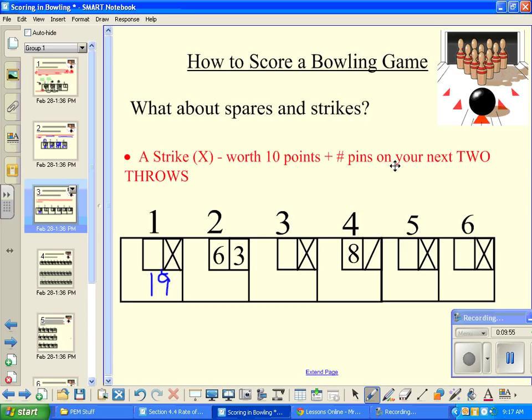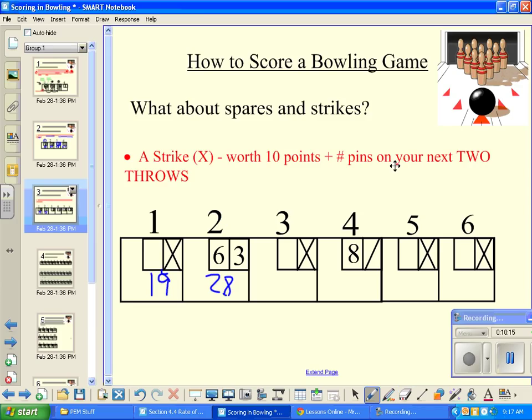So in this case, that first strike is worth 19. In the second frame, I got 6 pins in the first throw, and 3 on the second throw, so 9 total. So that's all I got in the second frame, 9 pins, or 9 to add to my total. So 19 plus 9, in this case, that's just 28.